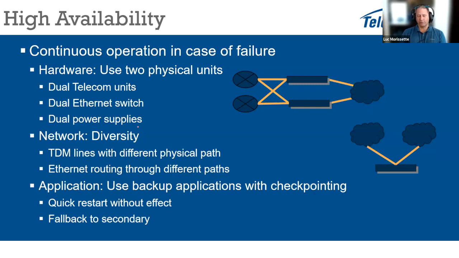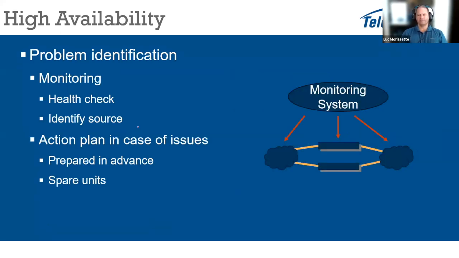There are applications running in the system, so you need to have backup applications with checkpointing. That means that when an active application is running, you need to send information to the backup application so it stays in sync with the primary application. So if ever something happens, either that application restarts without any other effect, or the secondary application takes over and captures all the high availability information so that it can continue to work as normal without affecting anything else.